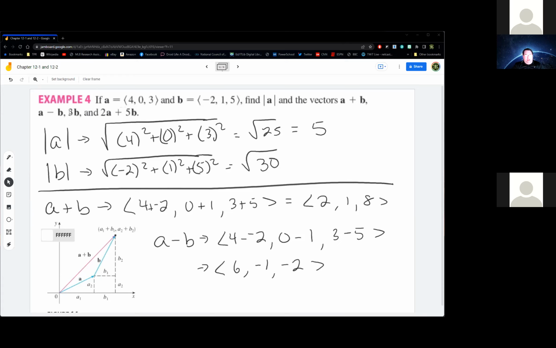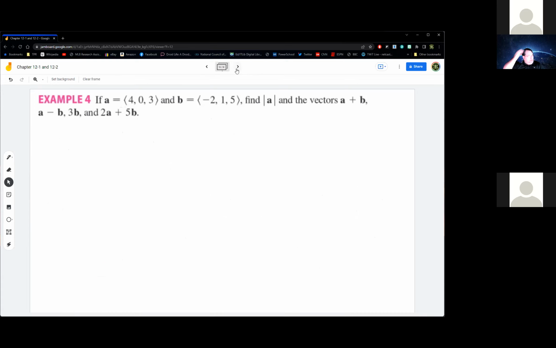All right, next ones we got 3B and then we got 2A plus 5B. So those, let's do a little more calculations on. So we've got 3B. So this is just 3 times negative 2, 1, and 5. So you're going to treat this almost like you're just doing distribution. We're going to multiply everything inside by the 3. So this becomes negative 6, 3, and 15. So you're taking each one and multiplying them by the 3.